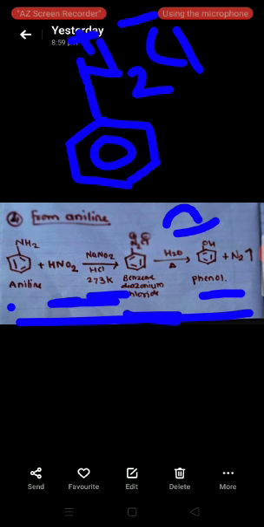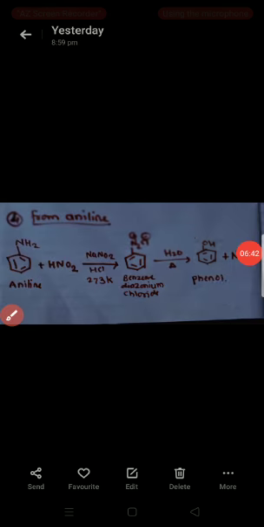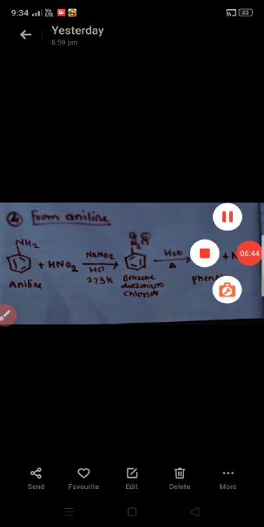In this way, these are the processes for the preparation of phenol. I hope you understand all the processes.